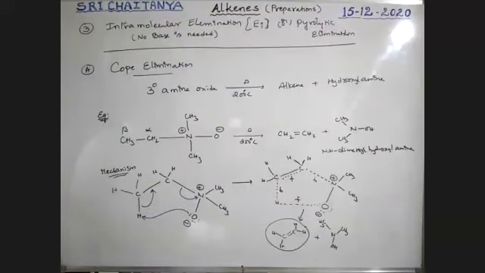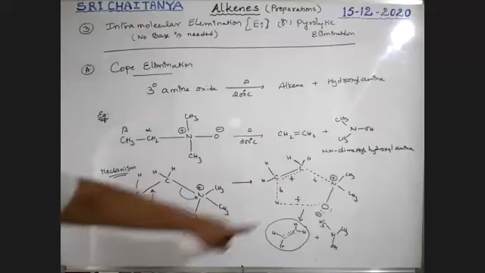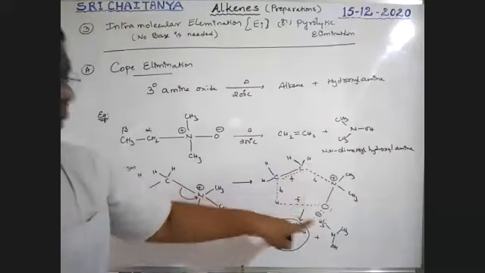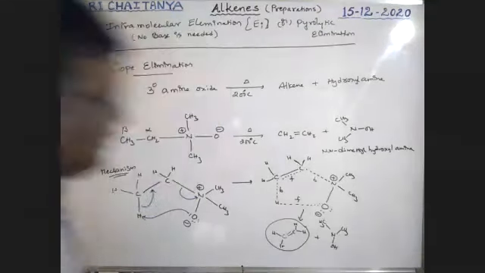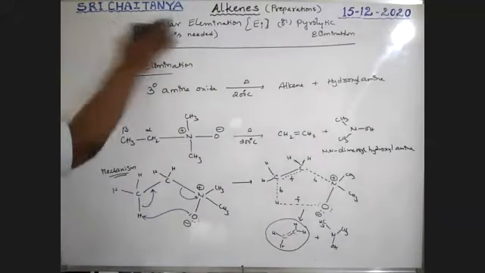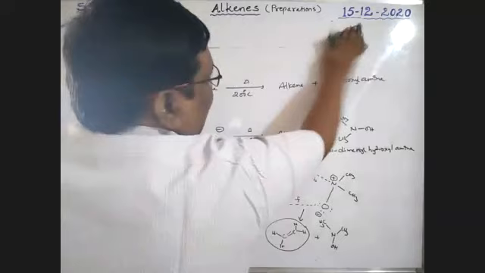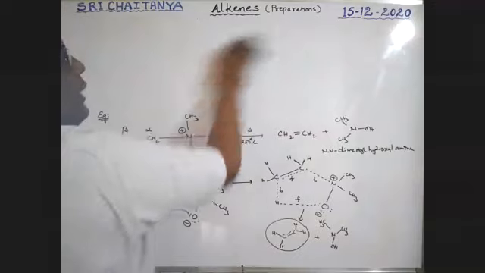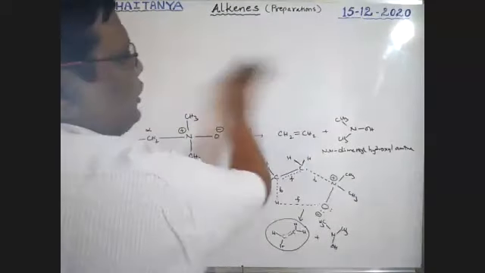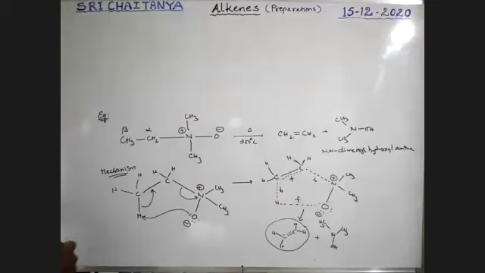Cope elimination, boys. Okay. Almost a 5-member ring is formed. 1, 2, 3, 4, 5. Almost a 5-member ring. Here a nearly planar structure, so a planar transition state. Next, here are the important points. Note down these points, boys. Because of heating, all this reaction takes place. That is why it is pyrolytic elimination, boys.